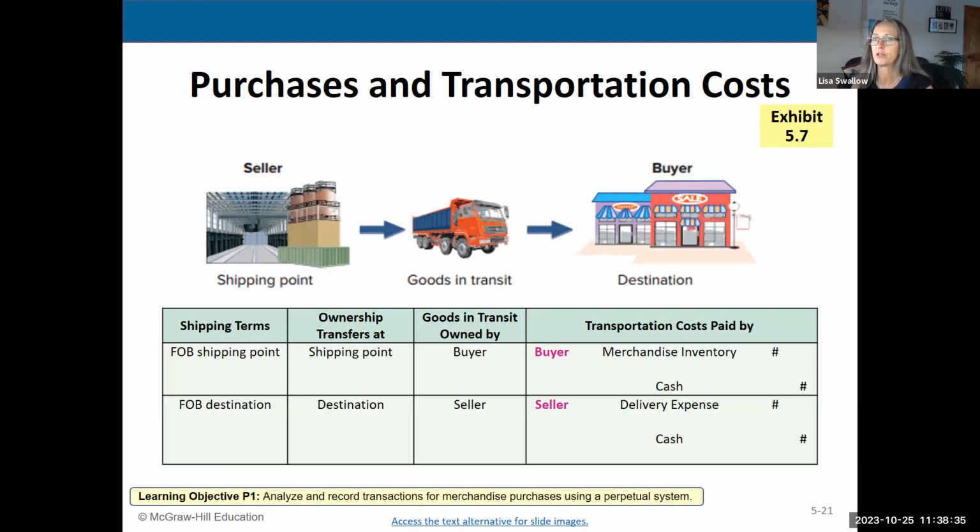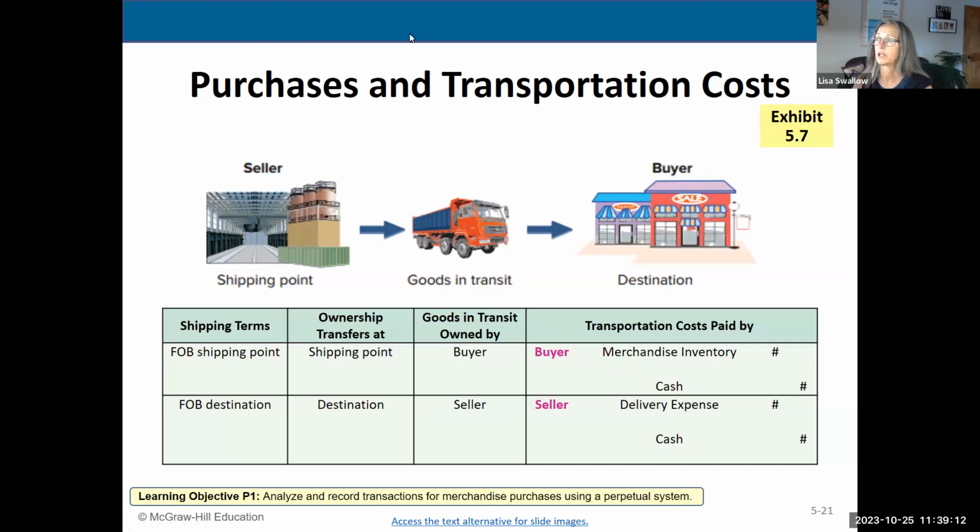So there's two ways that you can ship product. One of the ways is called FOB shipping point, and FOB stands for free on board. I always have to think about this: free on board shipping point means that the person that's shipping doesn't have to pay the freight because it's free on board. So if the shipper doesn't have to pay, who pays? The buyer.